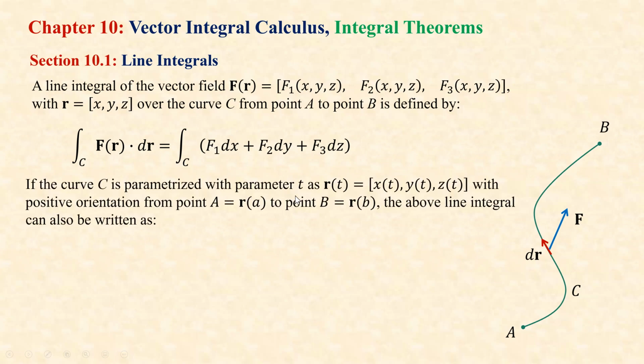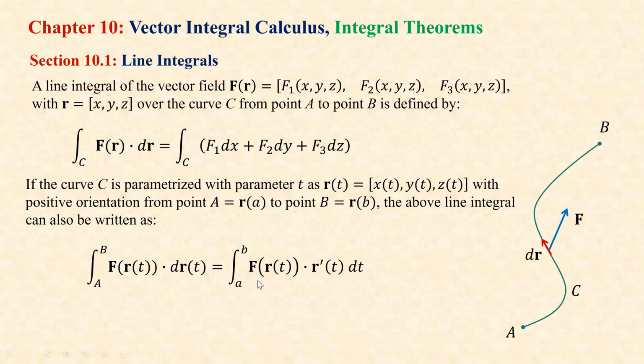If the curve C is parameterized with parameter t, like r of t equal to x of t, y of t, z of t, with positive orientation from point A to point B. And of course, t goes from A to B. And when t is equal to little a, we are at point A. When t is equal to little b, we are at point B. And then in terms of the parameter, we can write integral of F dot dr in terms of t. And of course, dr of t becomes r prime of t dt.